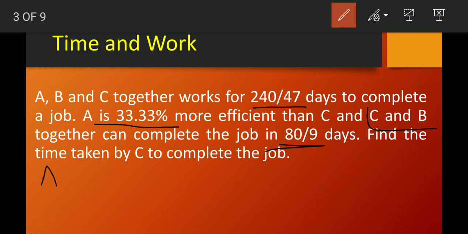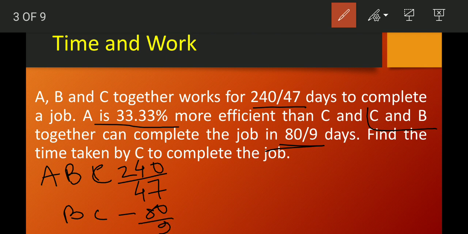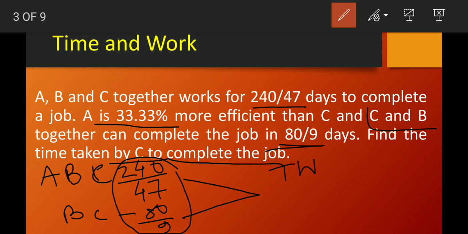Now it is given that ABC is taking 240 over 47 days and B and C are taking 80 over 9 days. Therefore we have to find the total work, and using that we can find the time taken by C to complete the work. So how will we get this total work? We can get total work if we take the LCM of these two. So by taking LCM we will get total work as 240.